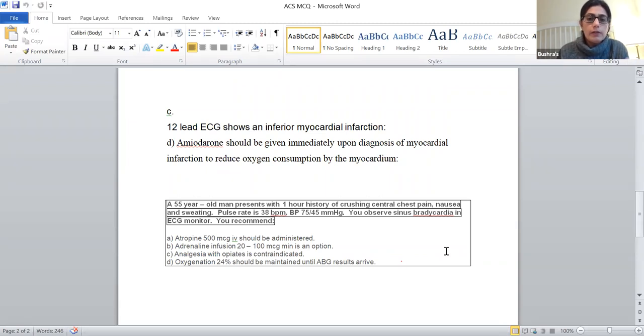So in this patient, who is otherwise healthy but compromised, what if I say that this patient with a heart rate of 38 and blood pressure of 75 over 45 is a very sick patient? Do you agree? Yes, ma'am.